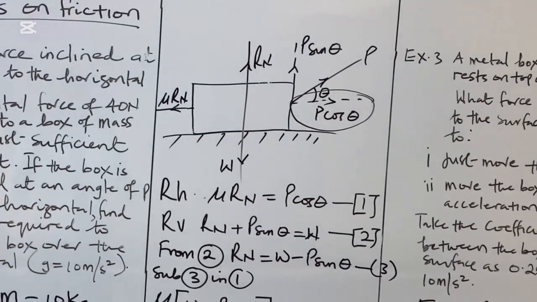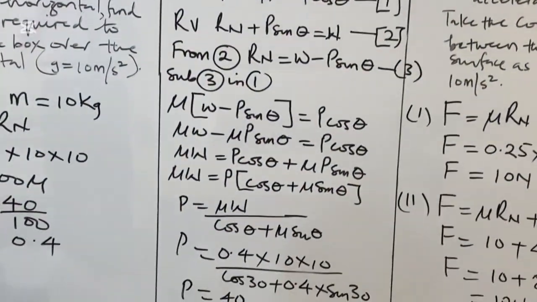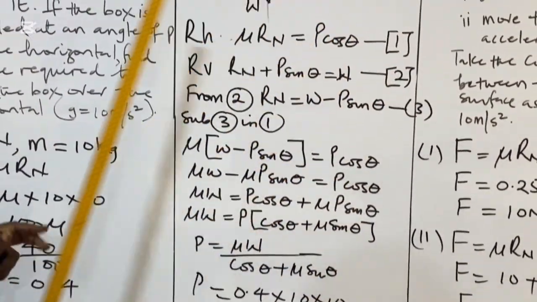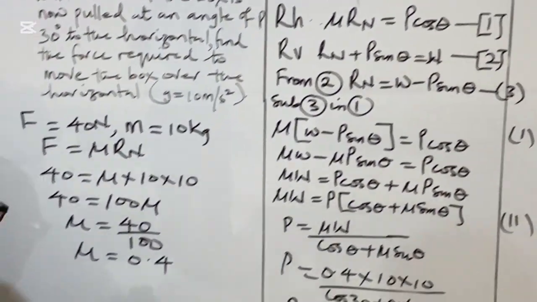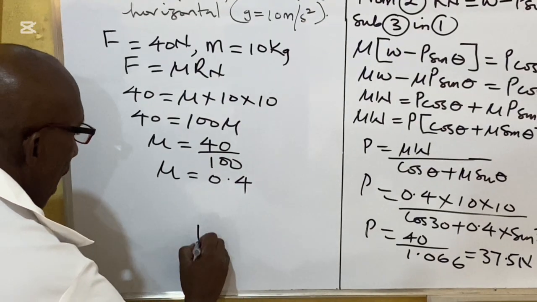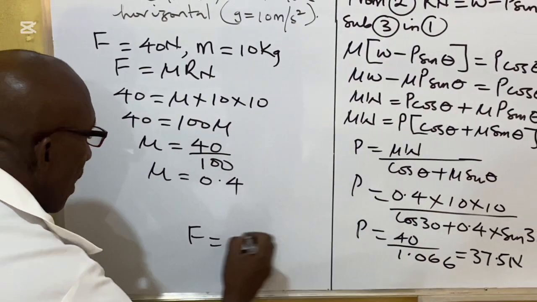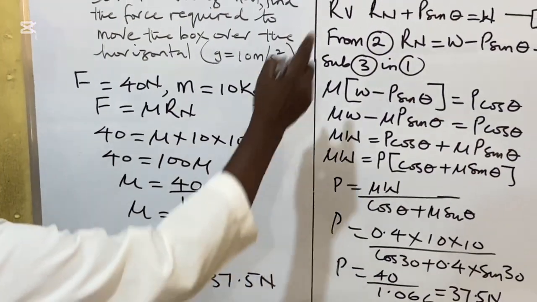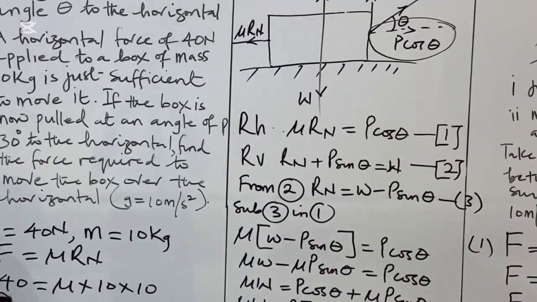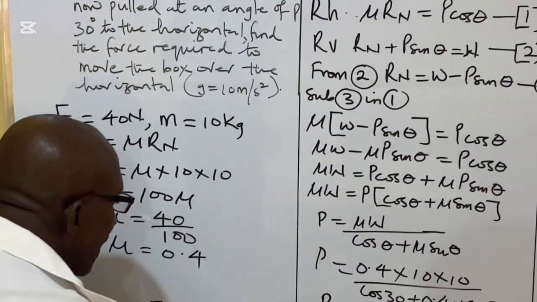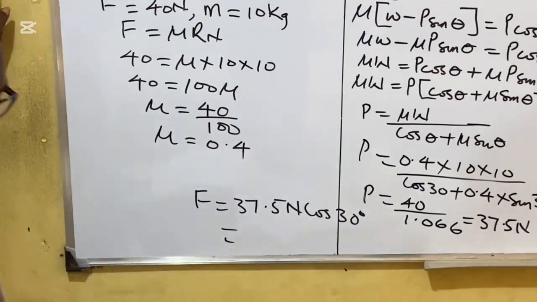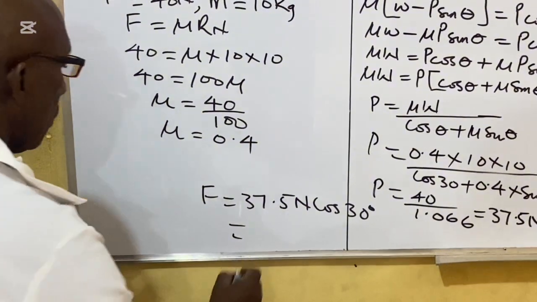So I'm having my P as 37.5 Newton. So I'll put P cos 30 degrees. Therefore, our force F is equal to P, which is 37.5 Newton, times cos 30 degrees. So if we evaluate this, we'll come up with 32.5 Newton.